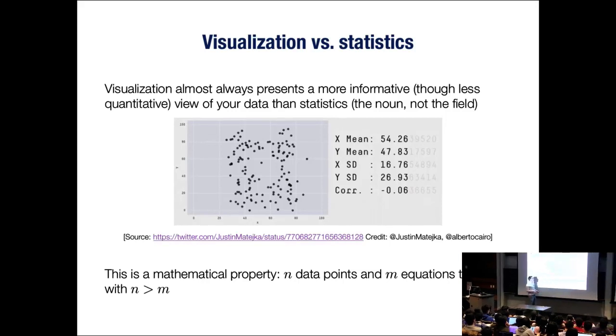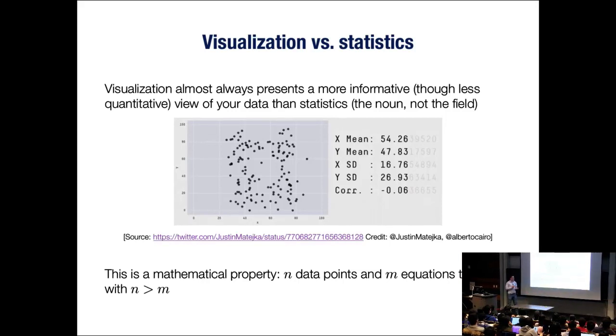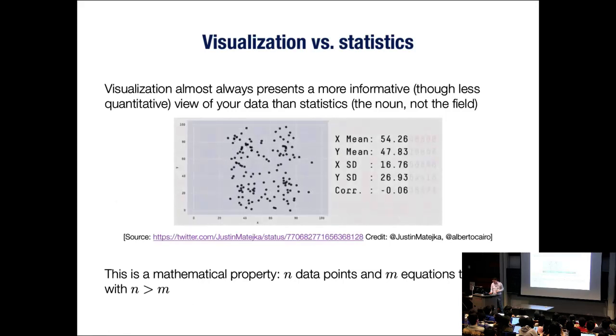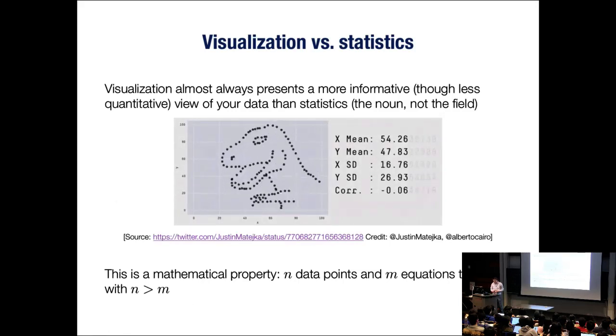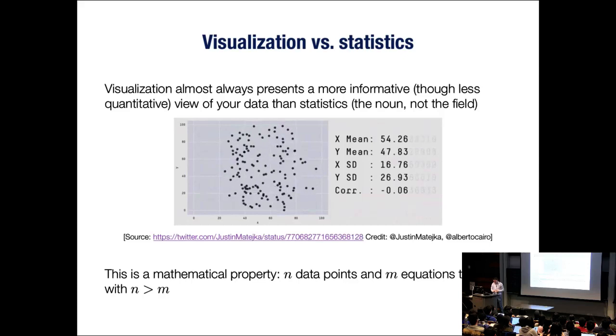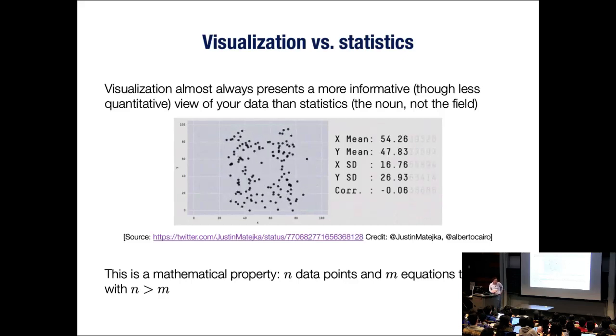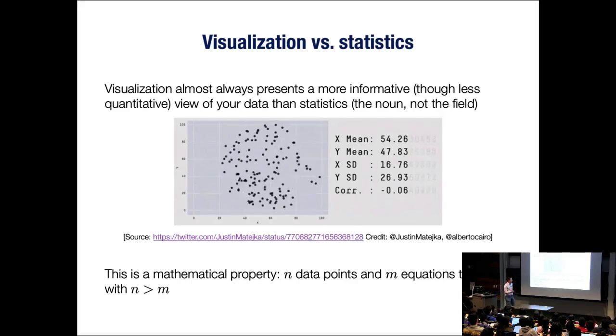But to a first approximation, it has the same mean in both directions, same standard deviation in both directions, same correlation in both directions. But the data can look like very different things, right? All these points are moving around, and it becomes a little dinosaur. I thought that was silly, but kind of clever.